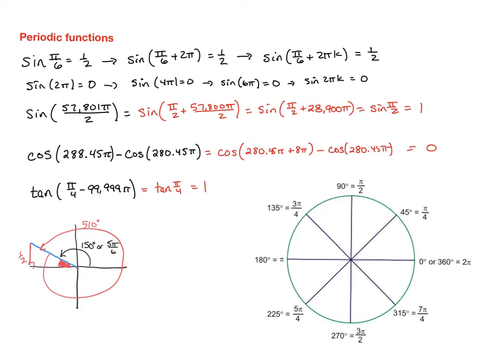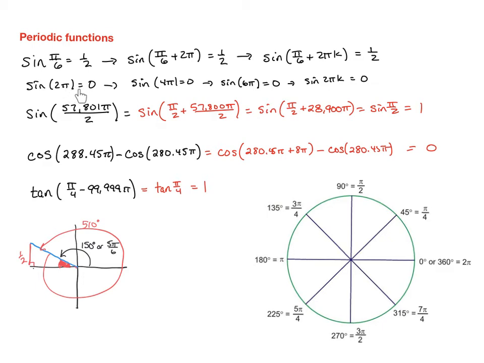So let's take a look at how this works in the examples they give us and what you're going to be asked to do. So the sine of pi over 6 is 1/2. That would be over here. So the sine of pi over 6 plus 2 pi is also going to be 1/2. And so the sine of pi over 6 plus 2 pi k is always going to be 1/2. This is what we talked about here.